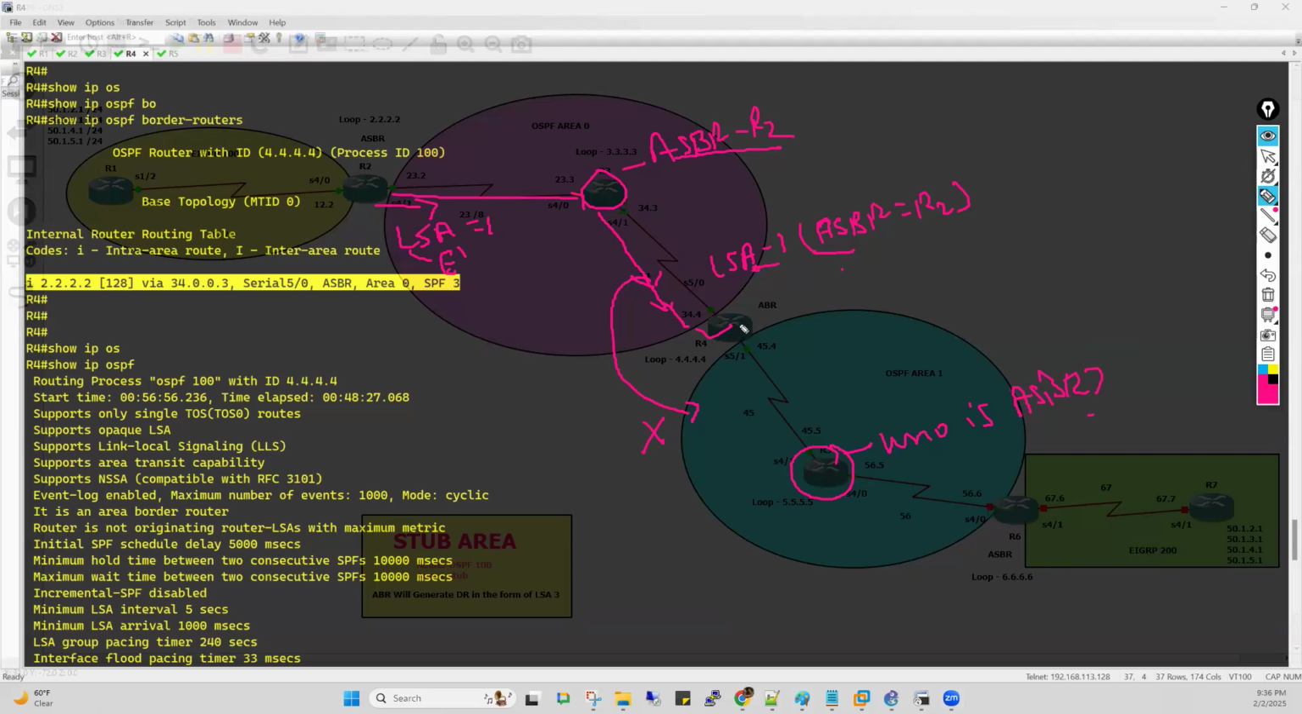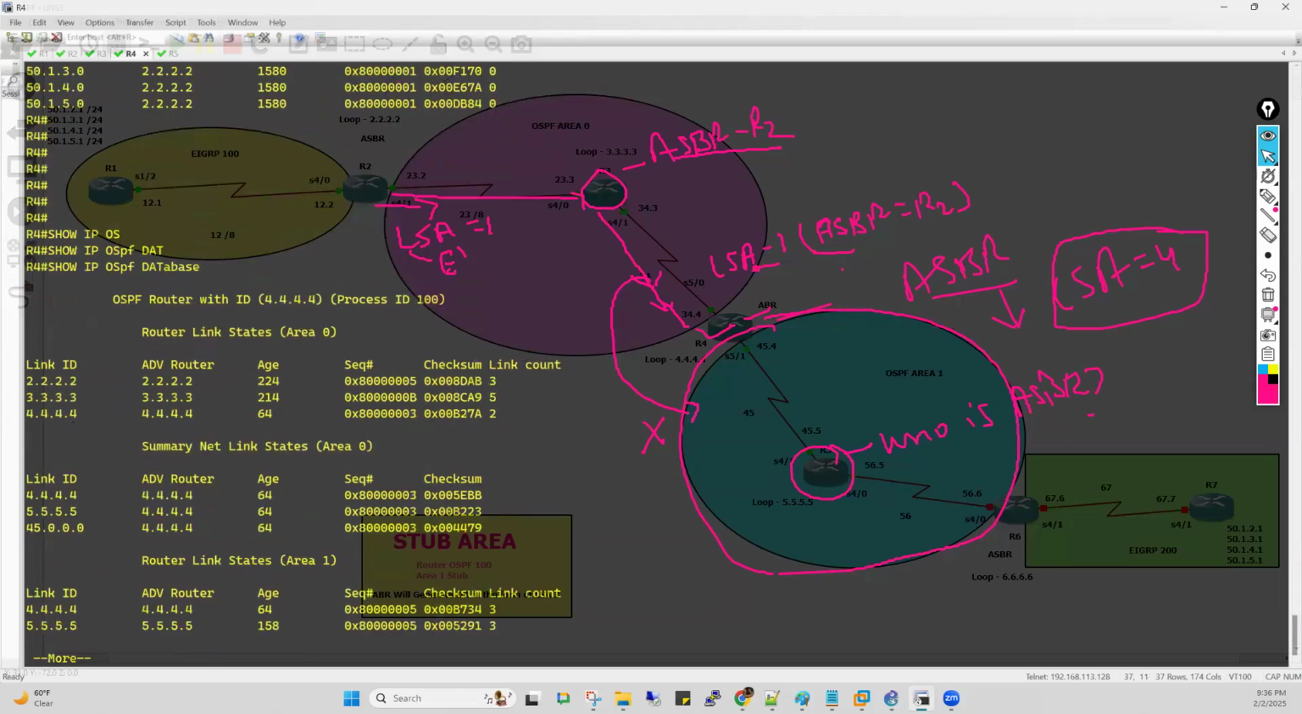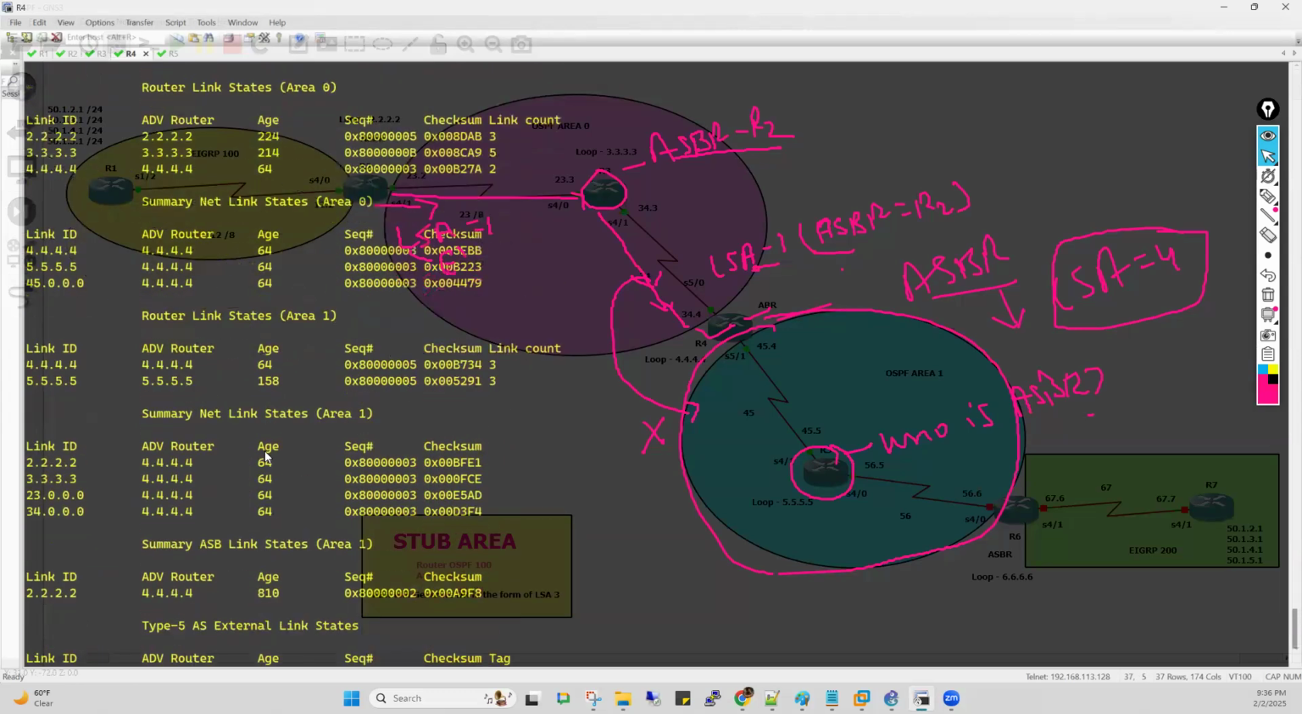Guys, basically the ABR already knows who the ASBR is in your network. Now it is the responsibility of the ABR to inform all the other areas about the ASBR with the help of one special LSA that is called LSA number 4. Is this clear? No? Okay. Come to the ABR router. Who is the ABR router? Router number 4. Come to router number 4. I run a command: show ip ospf database.